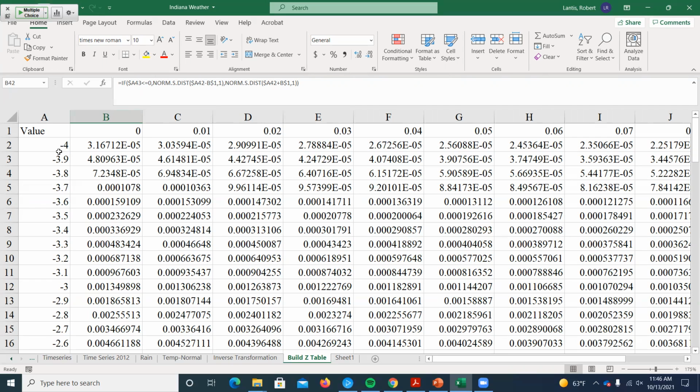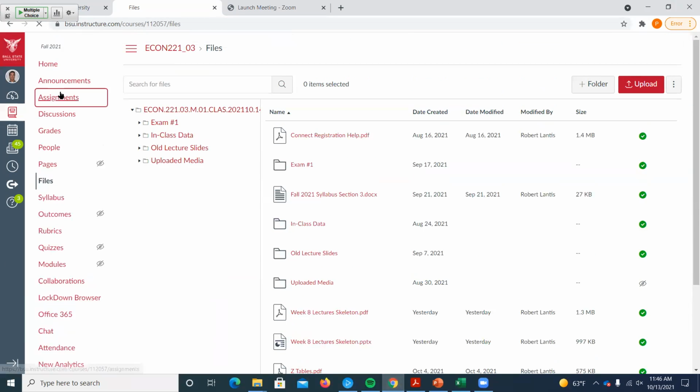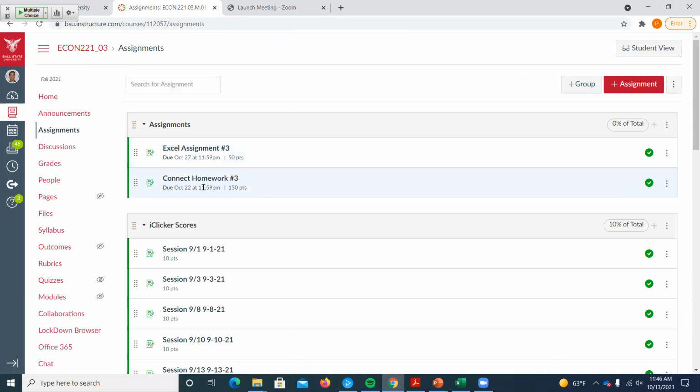So here what I did was, real quick, the Excel assignment is the 22nd. I think it was the 27th. It's on the 27th. Yeah, the Connect assignment is the 22nd. Yeah. So we got quite a bit of time here.